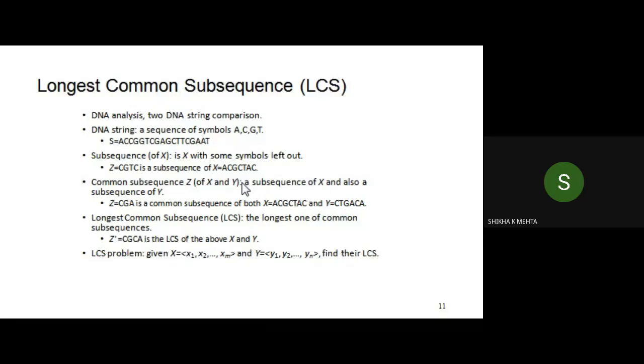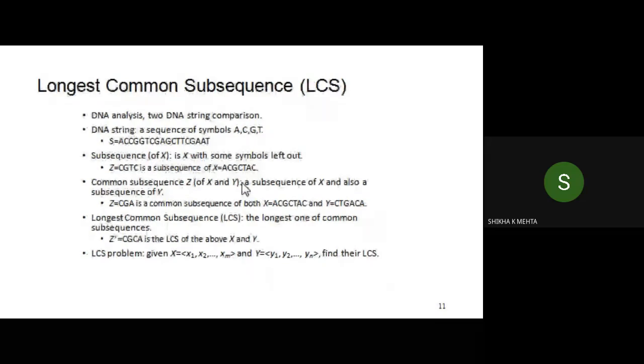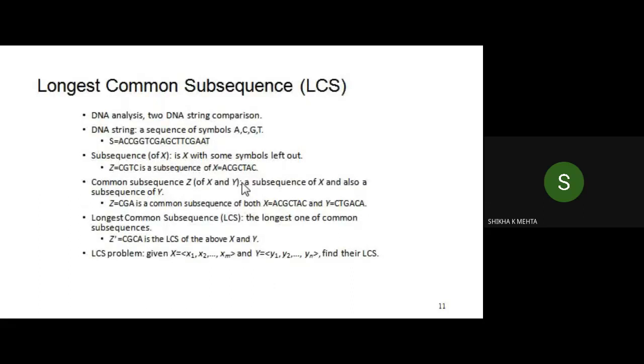A common subsequence Z of X and Y is a subsequence of X and also a subsequence of Y. Here, Z equal to CGA is a common subsequence of both X as well as Y. If we compare, C is there in X as well as in Y. Then C is followed by G in X as well as in Y. Then G is followed by A in both X as well as Y.